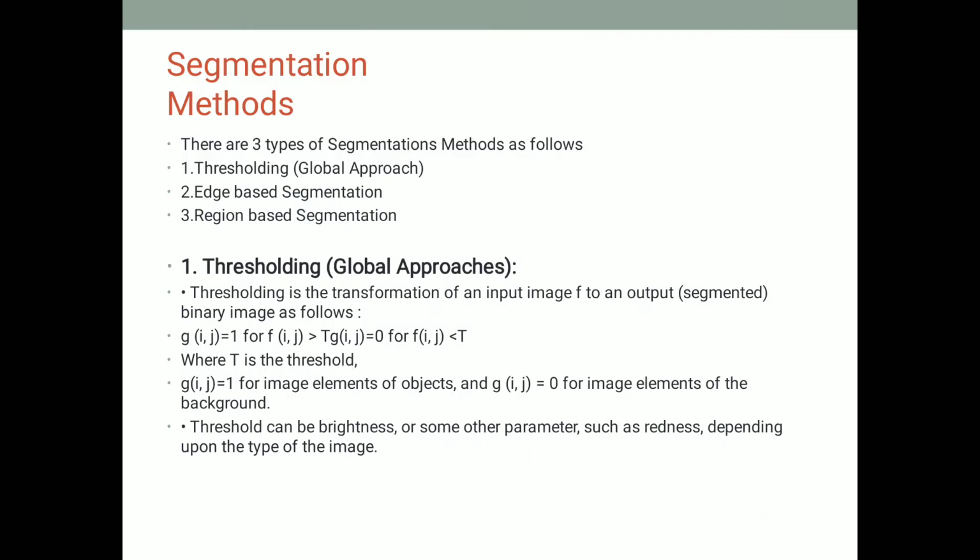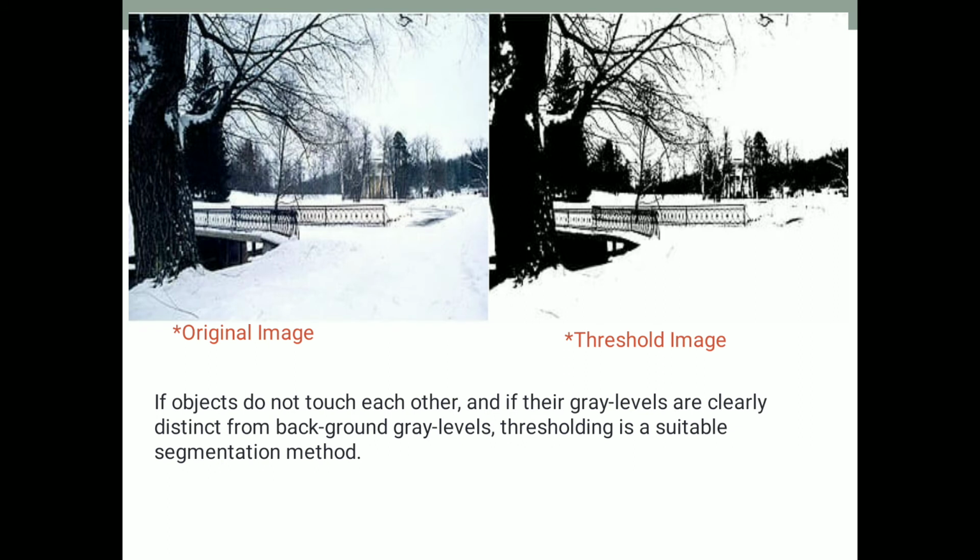Segmentation methods are of three types: threshold, edge based, and region based. Threshold is all about the transformation of the input image to the output image. Here we are taking one example of a tree that is standing, and after the segmentation is done, the threshold image looks like this.